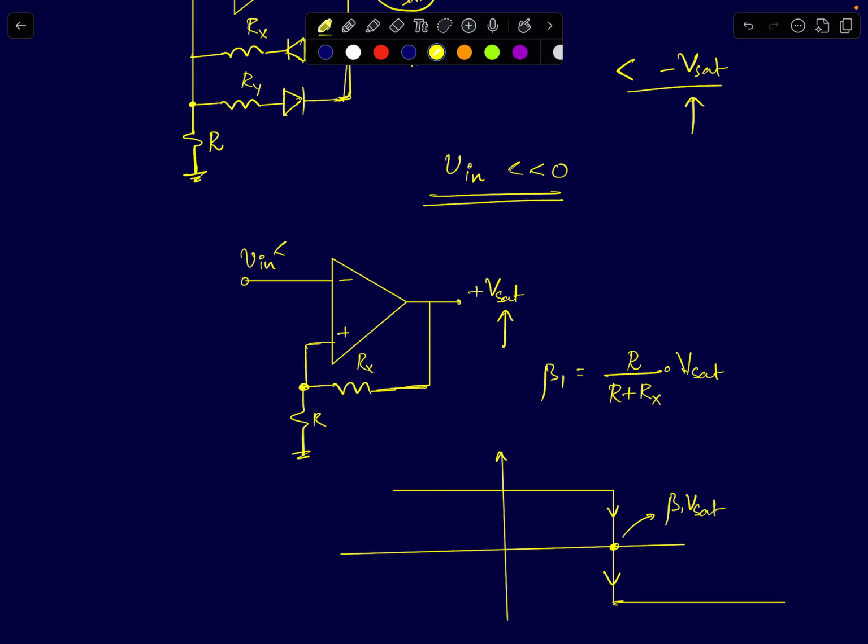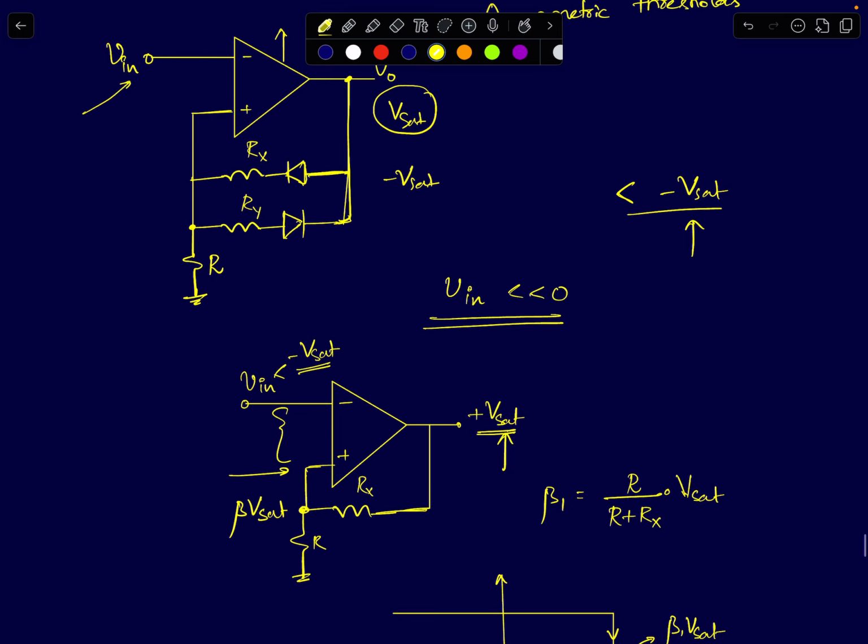Input now is less than minus Vsat. The feedback voltage will be plus beta Vsat. Your inverting terminal is at a huge negative voltage, the non-inverting terminal is at a positive voltage, so the output will stay at plus Vsat comfortably. There is nothing to change its state.